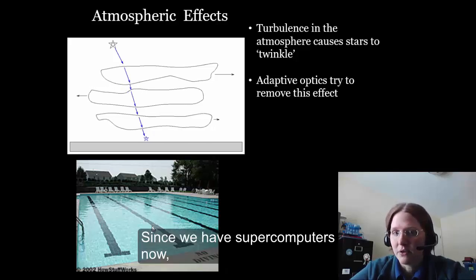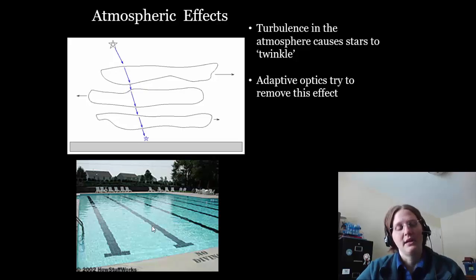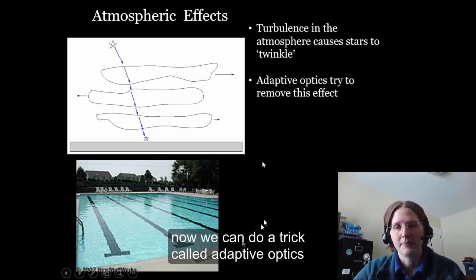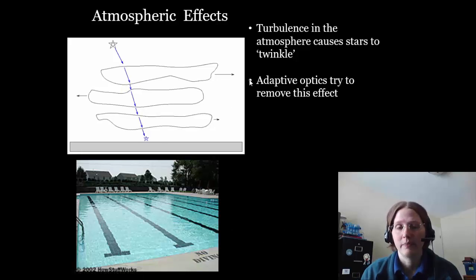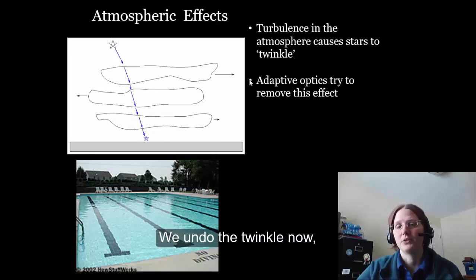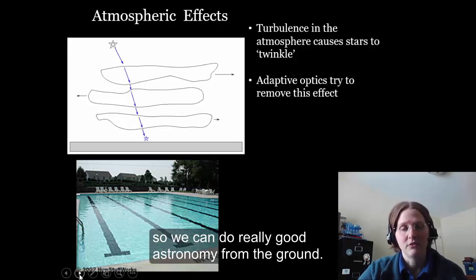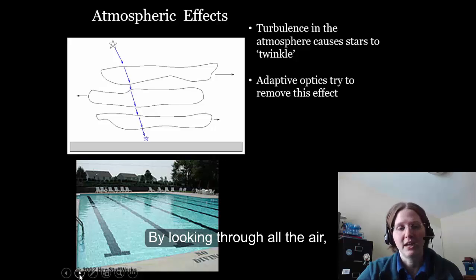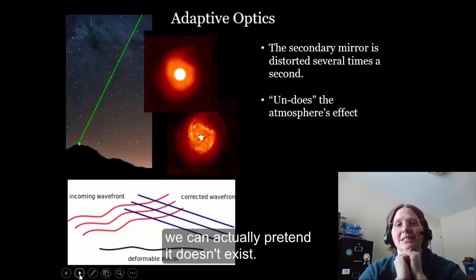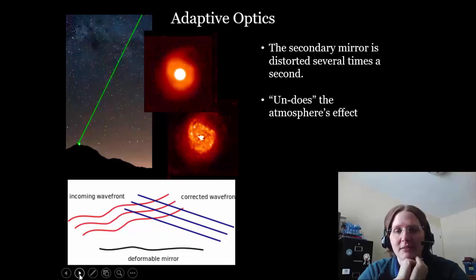Since we have supercomputers now we can do a trick called adaptive optics to try to undo the twinkle. We undo the twinkle now so we can do really good astronomy from the ground. By looking through all the air, we can actually pretend it doesn't exist. So, adaptive optics.